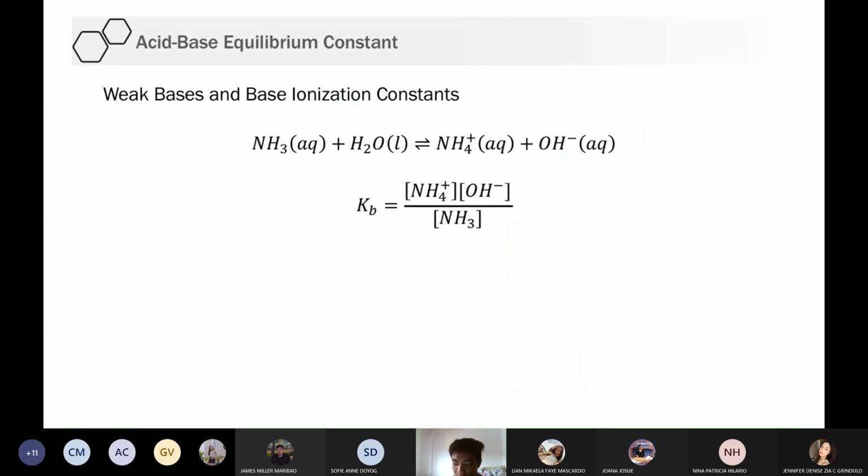Kapag bases naman, ito yung ionization ng base. Weak base, this is one example. Kapag nag-ionize yan, it will produce these products. If you want to get the equilibrium expression for the base dissociation, that is called the Kb. Ka kapag acid, kapag base, Kb. Hopefully, marunong naman kayo na magsulat ng equilibrium constant.